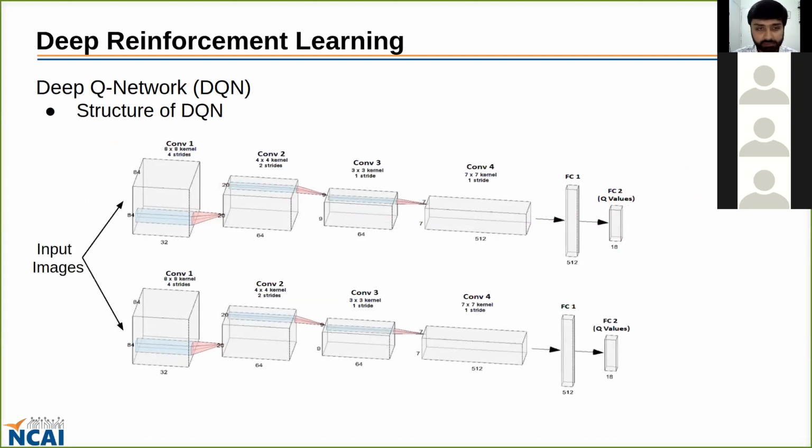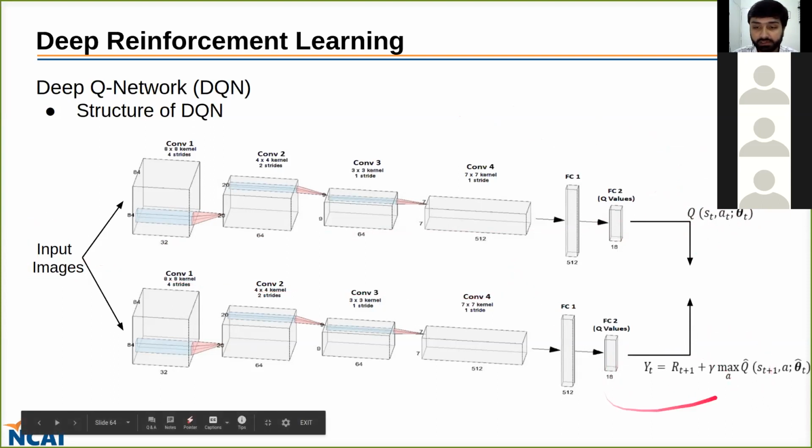We input images of the breakout game, for instance. We get the Q function, or the Q values, for this particular input state, and we compare it with this value, which is the same as what we discussed in the Q learning algorithm.